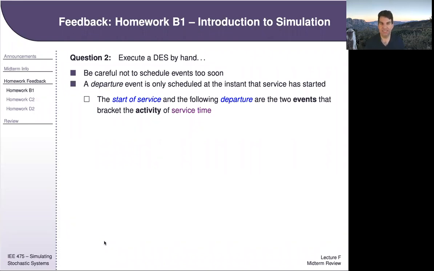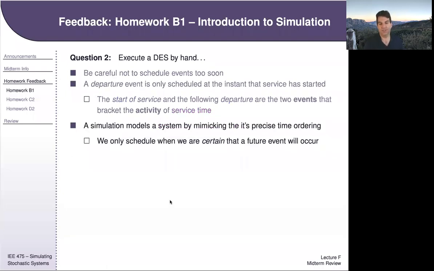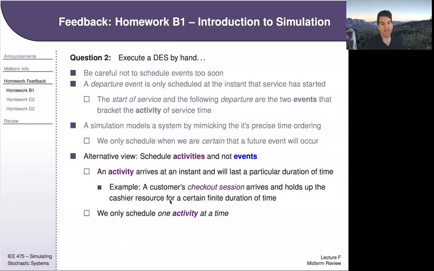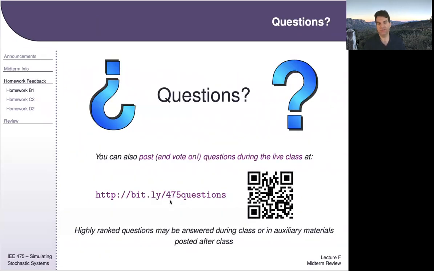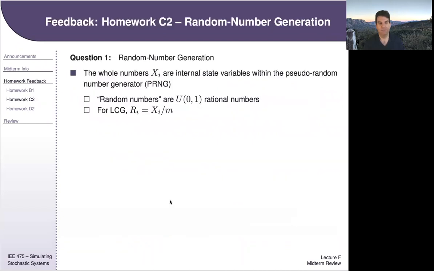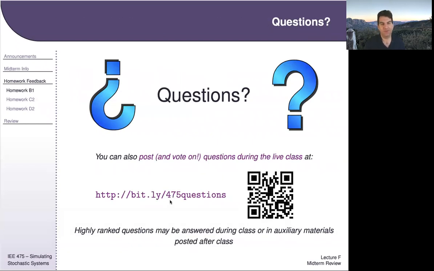Whenever you start an activity, you're starting it because an event happened, and whenever you start an activity, you must schedule the end of that activity. Activities always come with start events that kick them off and end events that they generate. So if you thought, I just started an activity, you should immediately think, I need to schedule the end of this activity. That's a mental heuristic to know when you're supposed to schedule these things. So that's my feedback from homework B1.